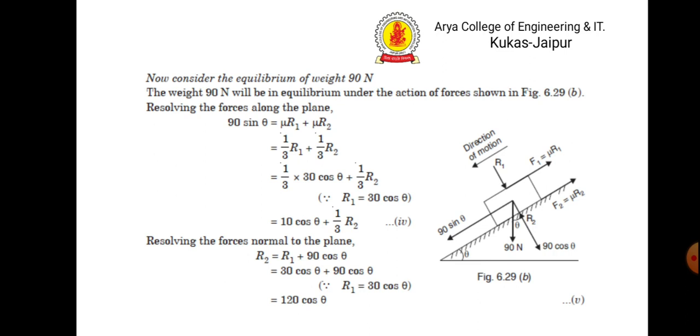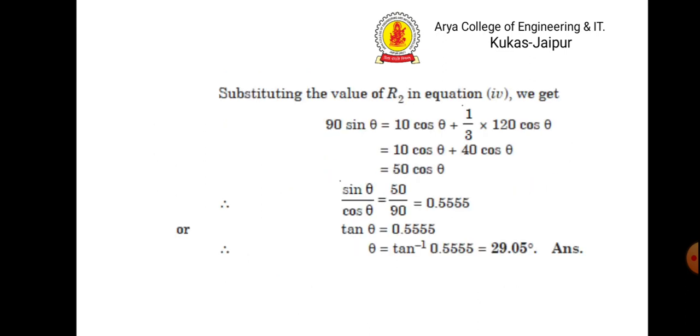Now if we substitute the value of R2 in equation number 4, what will we get? 90 sin theta equals 10 cos theta plus 1 by 3 into 120 cos theta. So tan theta will be equal to 0.4 times 5. So theta will be equal to 29.05 degrees.